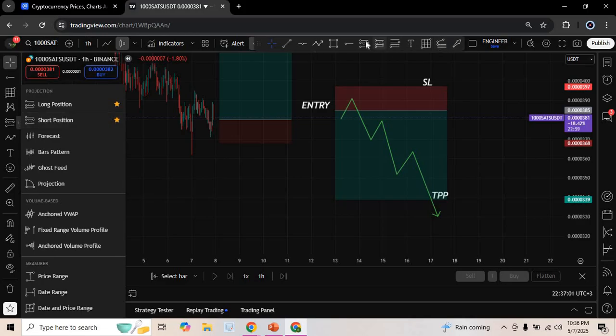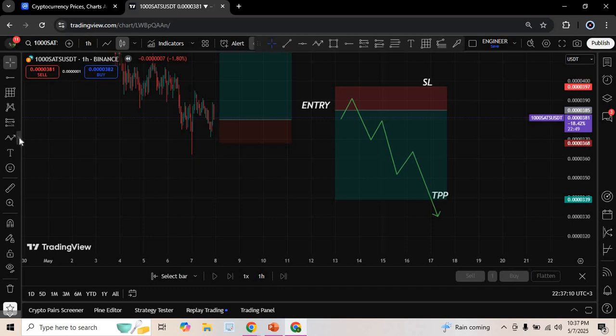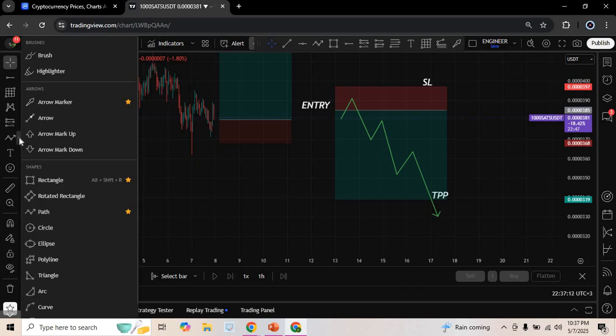So from this juncture right here, you can go and favorite these two: the long position tool and the short position tool. You can see mine are here on my favorite tool list right here, long position and short position tool. Next to that, we have the brushes segment.